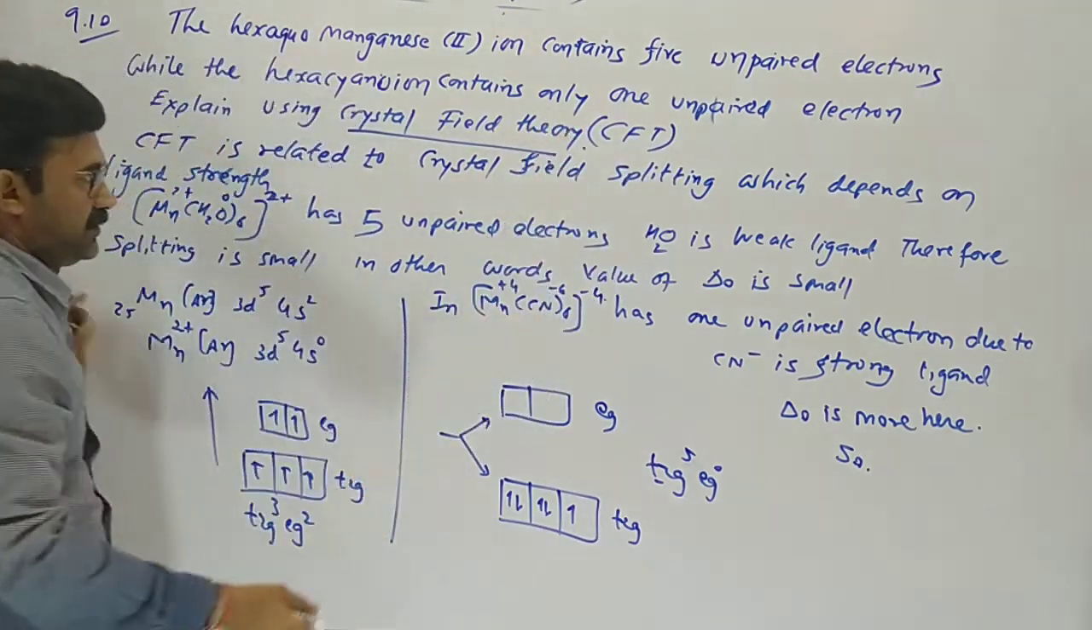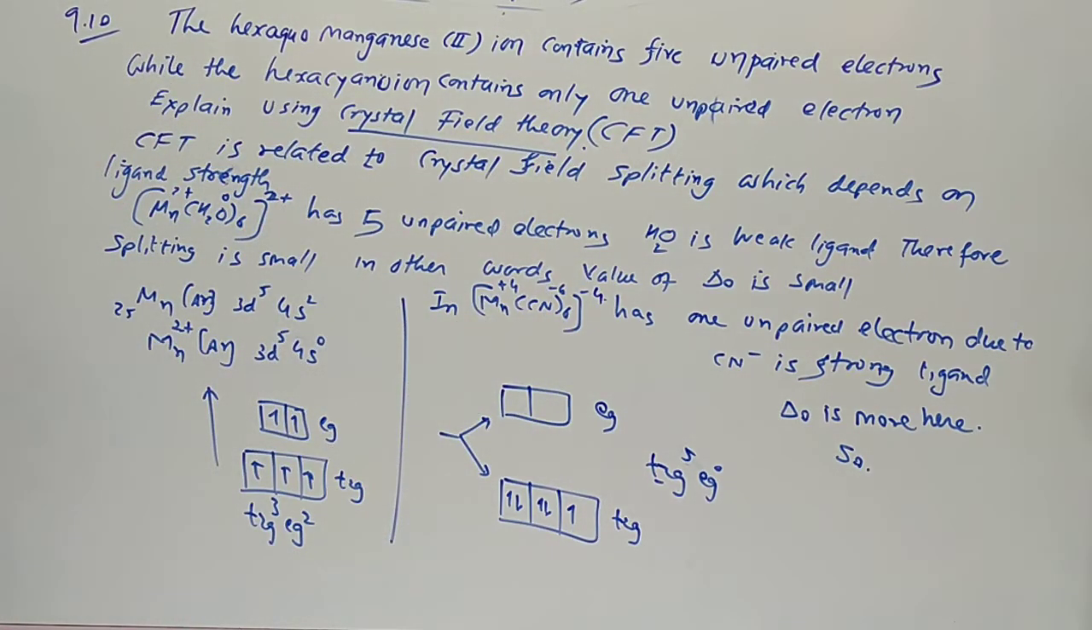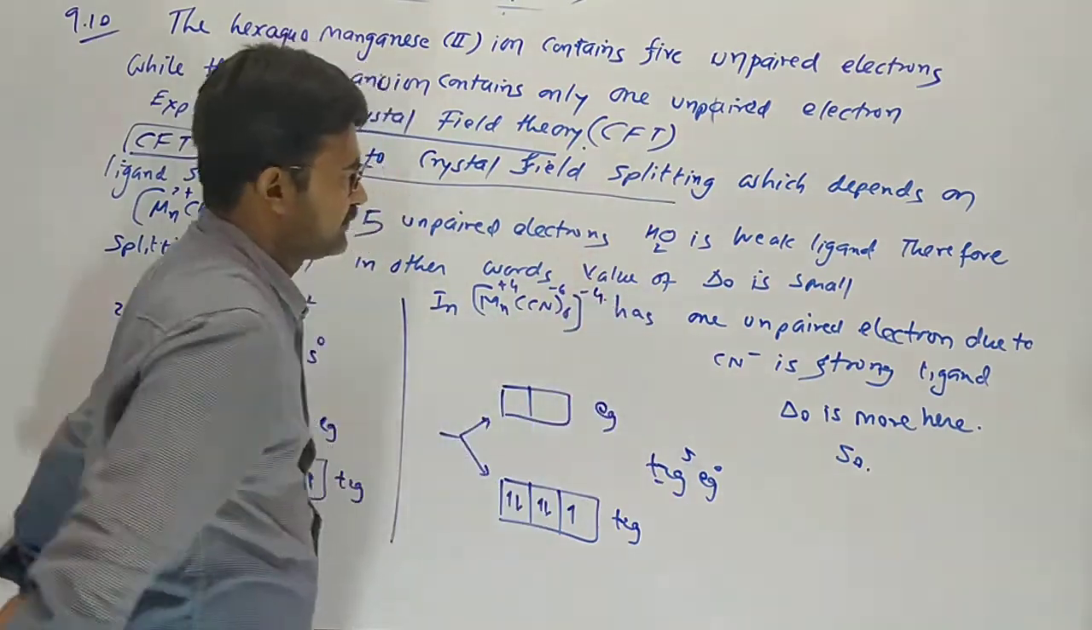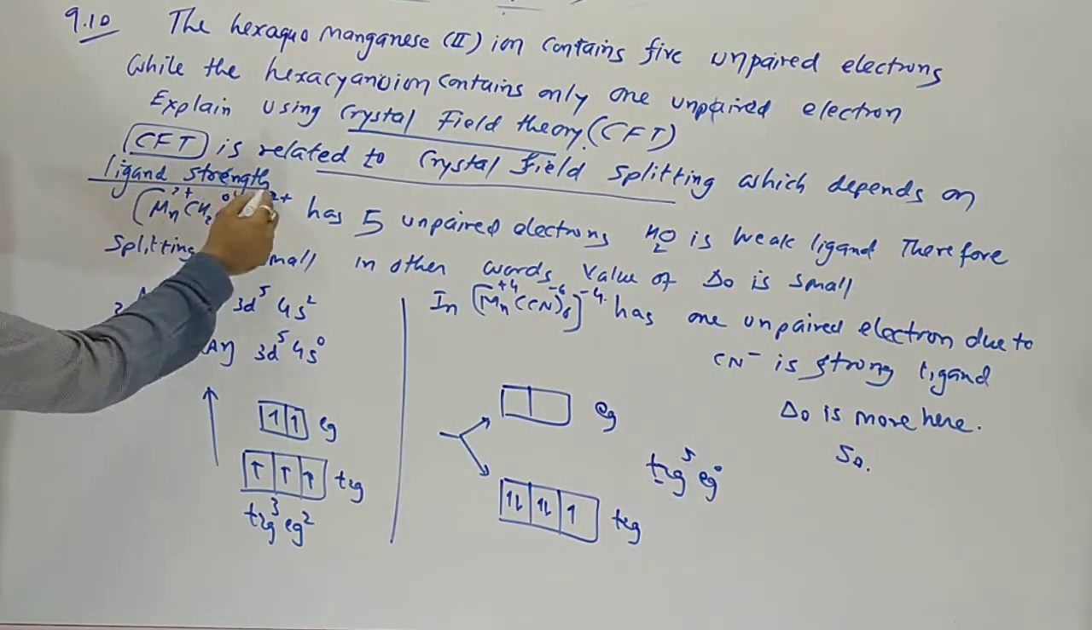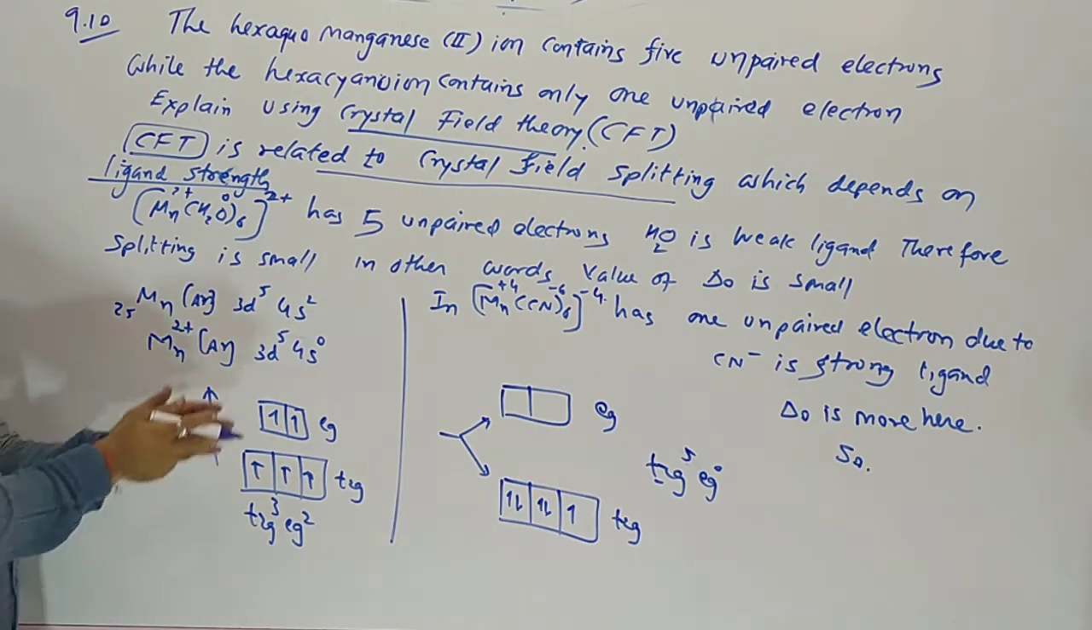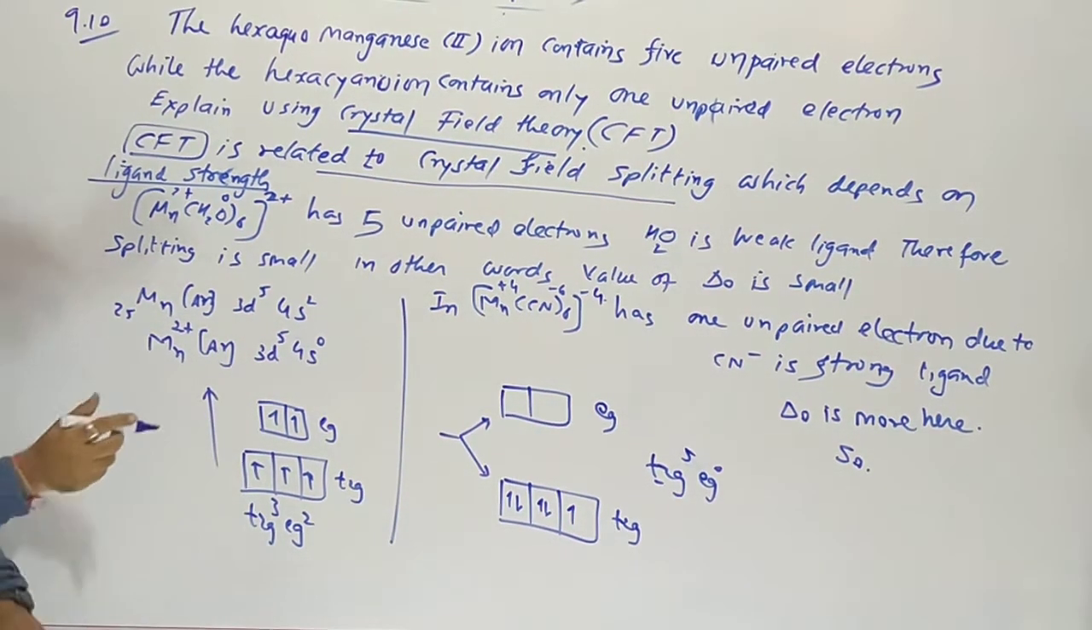All the questions discussed before this were on the basis of VBT. Crystal field theory is related to crystal field splitting, which depends on the ligand strength. Which type of ligand is present, on the basis of which splitting occurs?